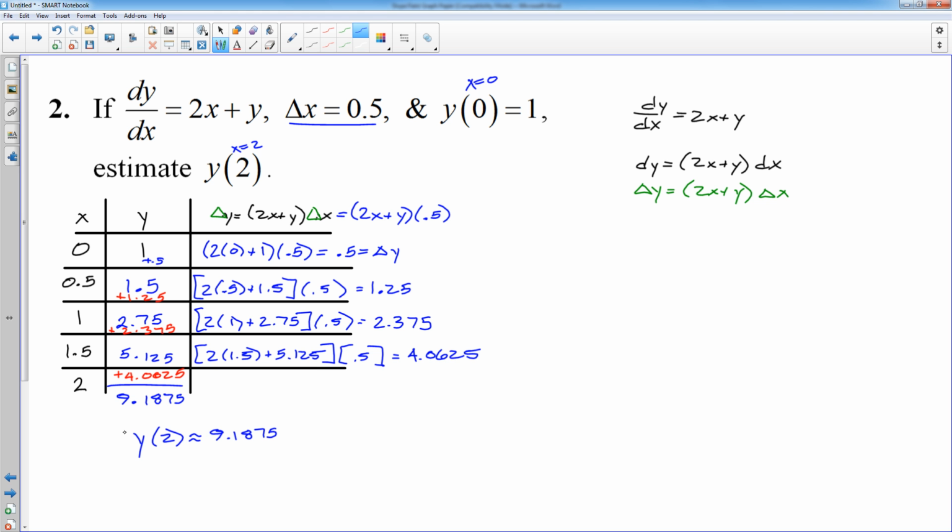9.1875. That was a fairly ugly one. Usually they don't get that bad. On the AP exam, they do keep it fairly simple. Usually it's only like 2 steps or 3 steps. They just want you to show that you know what to do. But the challenge is to find your change in y, and then you add that change in y to the previous y coordinate. So there we go. Let's do one more.